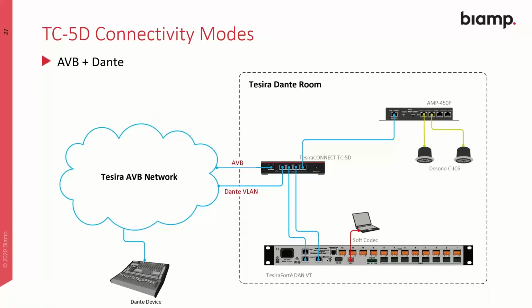If I want to go to a Tesira AVB network, and I don't have a TC5 to connect to it, I could also route my AVB and Dante traffic separately, as you see here. This would be a supported design. This would work.